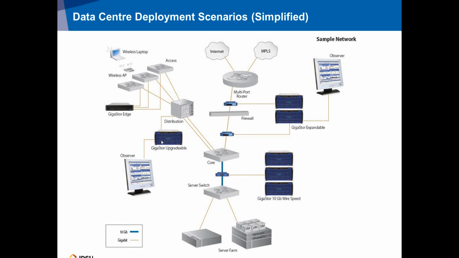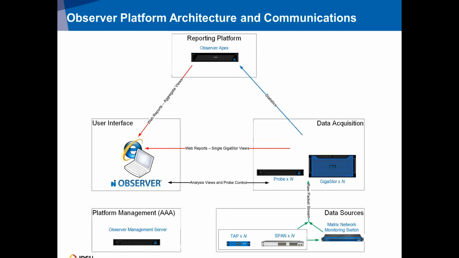But we can still use SPAN ports to feed into the GigaStor here, and that's what we seem to be doing for this distribution and these access layers. So all these options are possible. This is where things like budget and cost are very much going to come into the discussions around a potential solution. Just rolling that up one level, to see how these components that I've talked about here are interacting with each other.